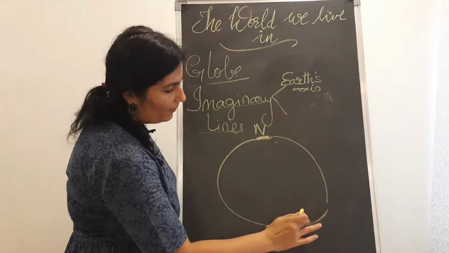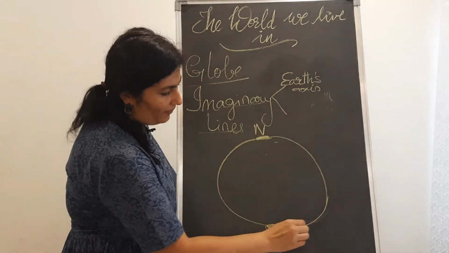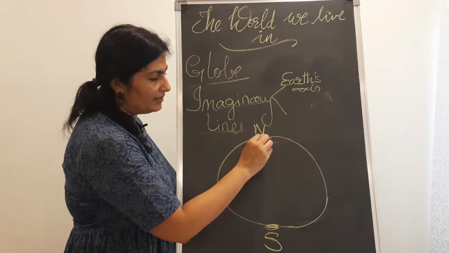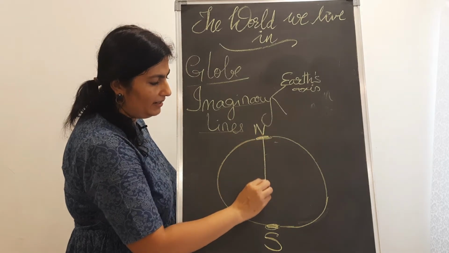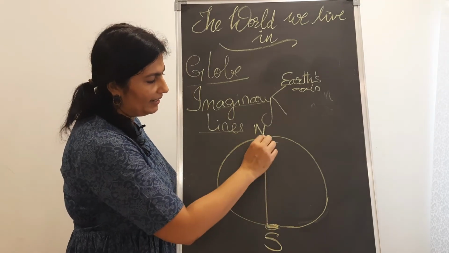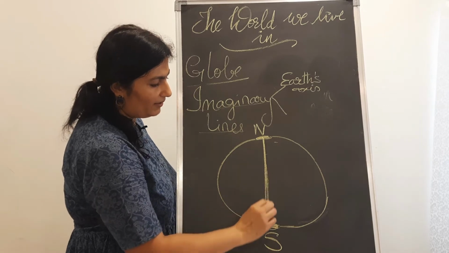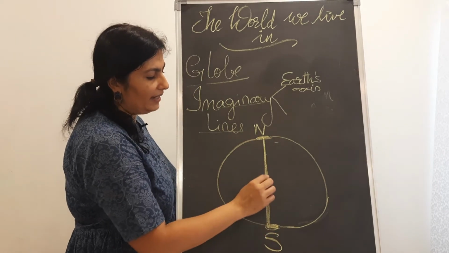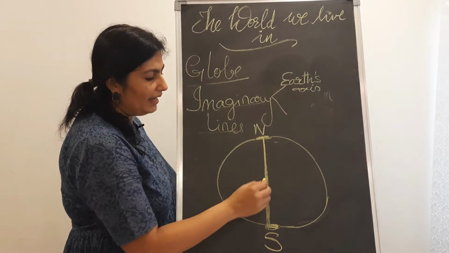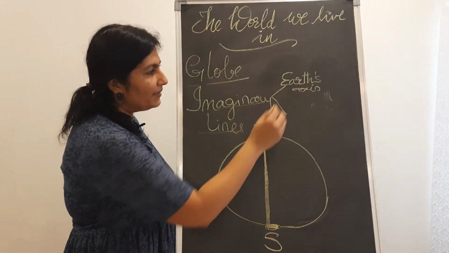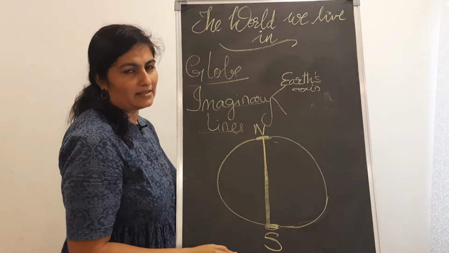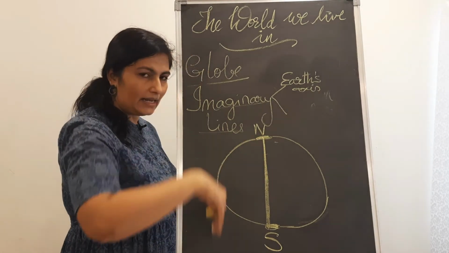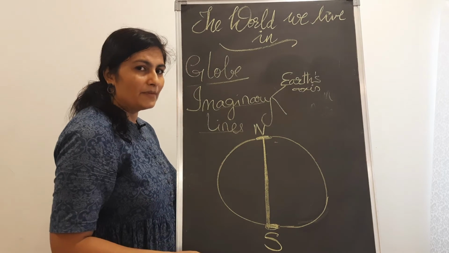The scientists and researchers imagine an imaginary line that starts from the north and ends at the south pole, and that is considered as the Earth's axis. It is an imaginary line that runs from the north to the south.